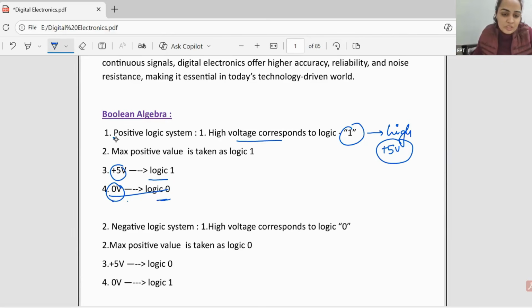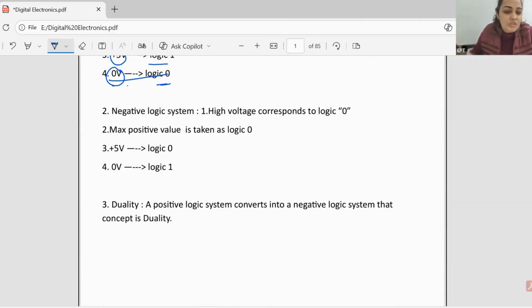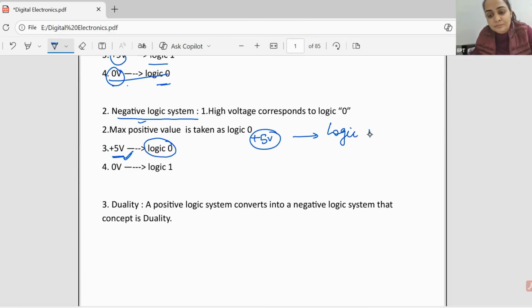So this is very important. Sometimes the examiner can confuse you by writing, okay, you have to consider a positive logic system, or you have to consider a negative logic system. So you must know the meaning of positive and negative. In the negative logic system, it is just the opposite of the positive. To represent logic 0, we take plus 5 volt. If in the negative logic system the voltage is plus 5 volt, it means this is logic 0, right? Similarly, 0 volt will be used for logic 1.